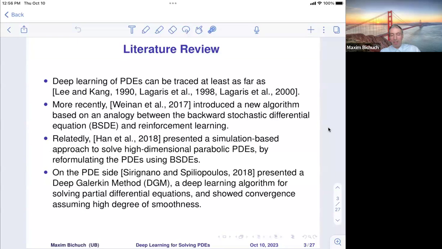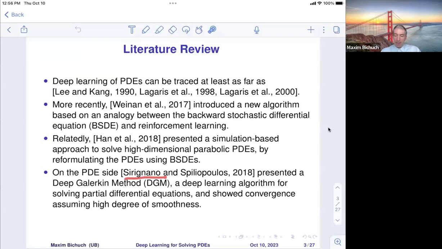So let me give a very brief literature review. One bit is on deep learning, which I was surprised to learn is actually more than 30 years old, starting from at least, as far as I know, Lee and Kang in the 1990s. There has been a lot of work done recently. Maybe one of them is Weinan E et al., that introduced a new algorithm to solve BSDEs numerically. And then a related follow-up work to that was the proof that it works.